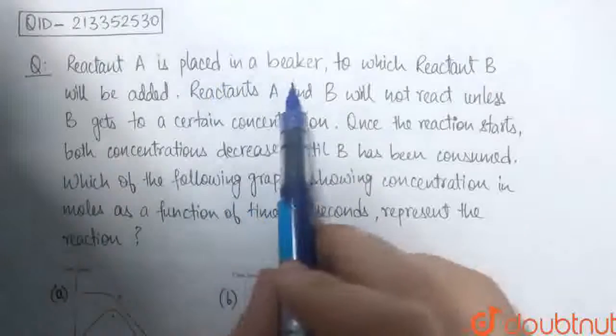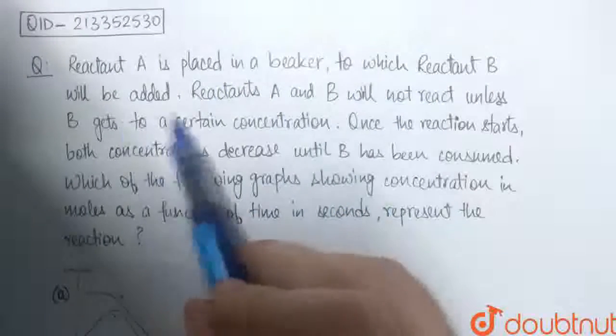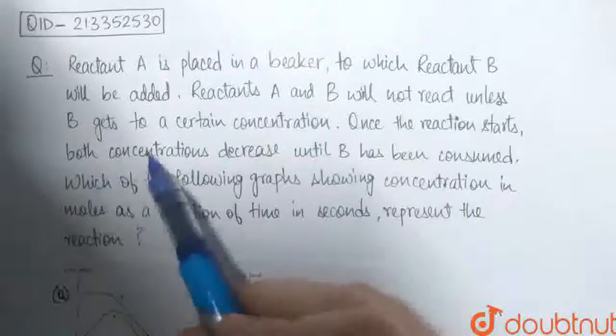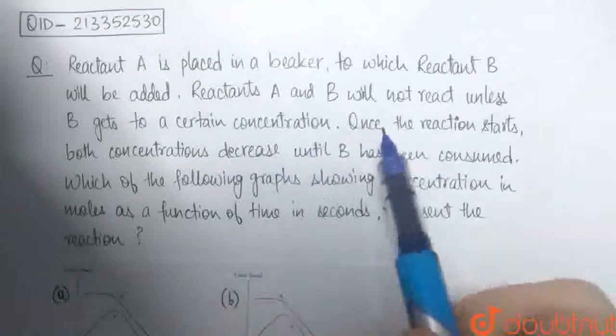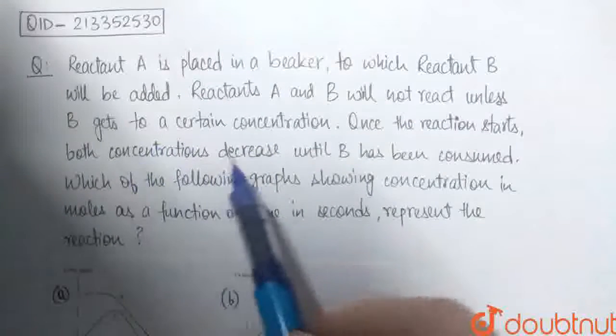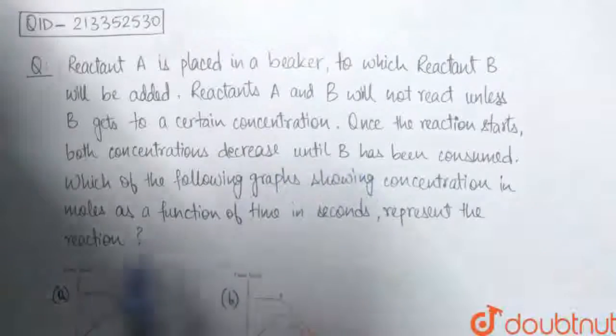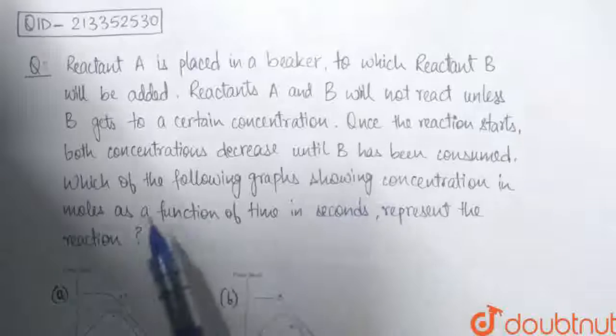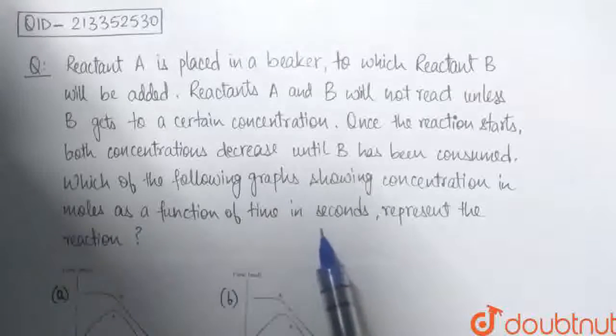The question says, reactant A is placed in a beaker to which reactant B will be added. Reactants A and B will not react unless B gets to a certain concentration. Once the reaction starts, both concentrations decrease until B has been consumed. Which of the following graphs showing concentration in moles as a function of time in seconds represents the reaction?